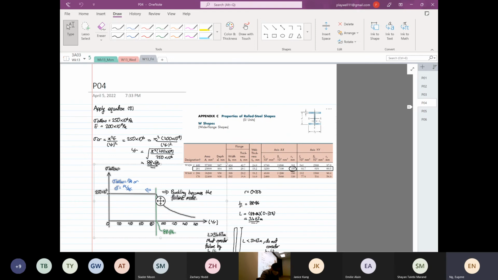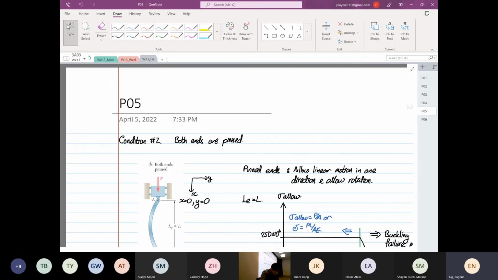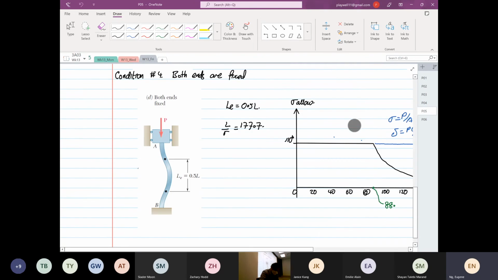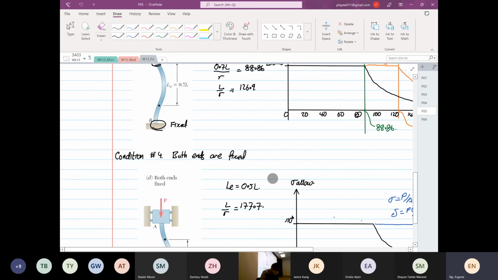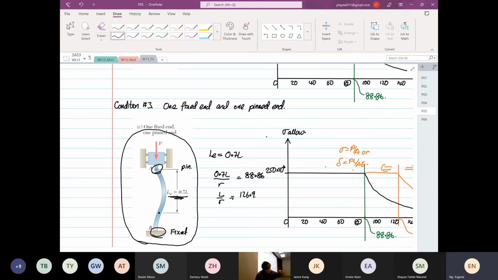We have a table we have seen. So one end is pinned, one end is fixed, and this one is both ends fixed. One end is pinned, one end is fixed. So we have this configuration over here, LE is equal to 0.7 L. In the exam, I will provide you with all these diagrams. You don't need to memorize all this. I will provide you this diagram.